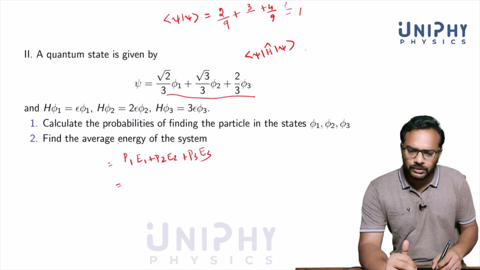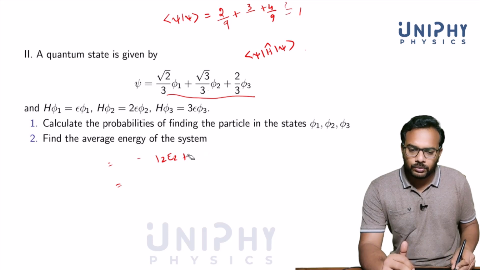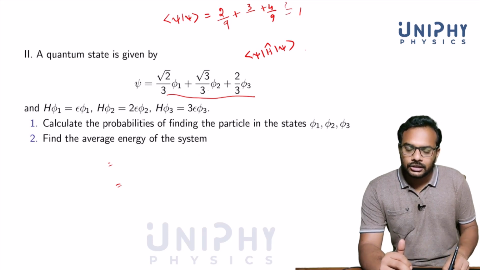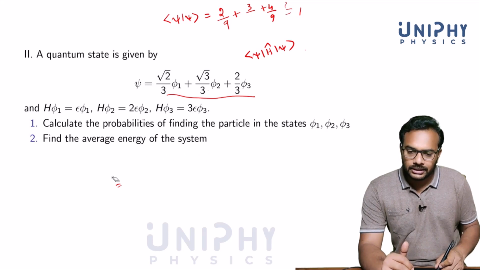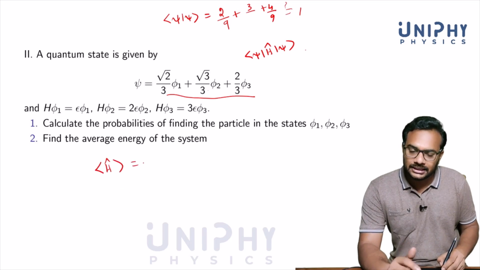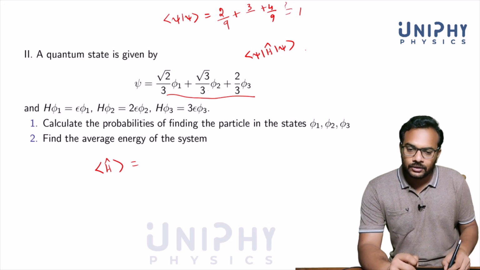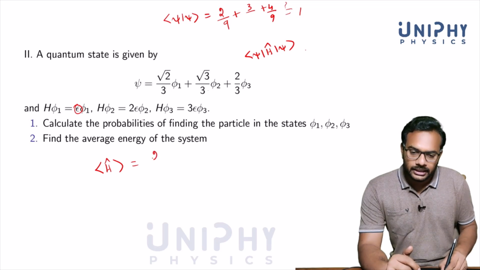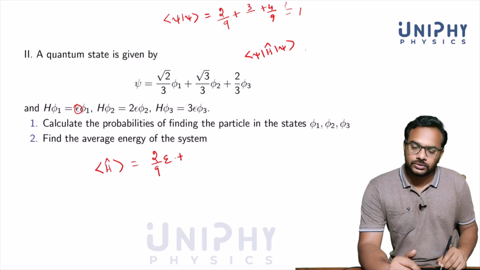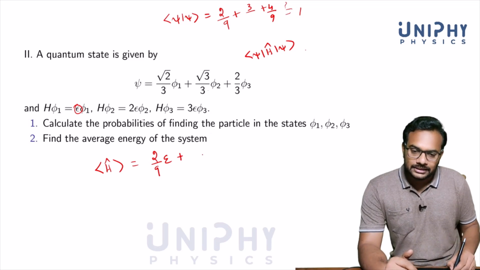So what's P1? P1 here is 2 by 9. So the average value, the expectation value of the Hamiltonian, or the average energy: what's the probability for finding energy epsilon? It is 2 divided by 9, and E1 is epsilon. What's P2? It's 3 divided by 9, so that is 1 divided by 3.